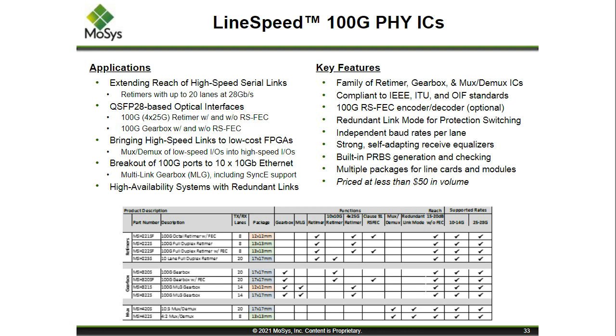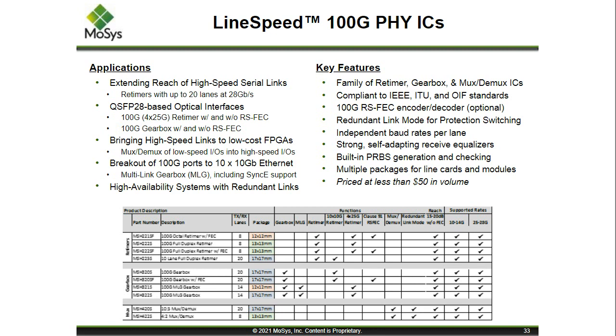We have devices that support up to 20 lanes at up to 28 gigabits per second, and each lane can be its own independent baud rate. The second application involves interfacing to 100 gig generation of optical modules, such as the pluggable QSFP28 standard.